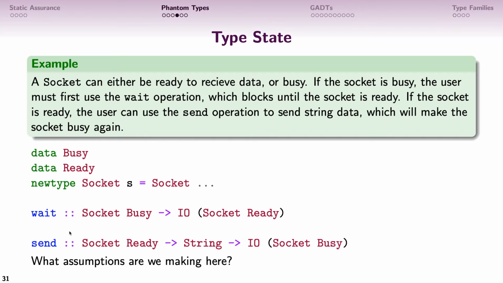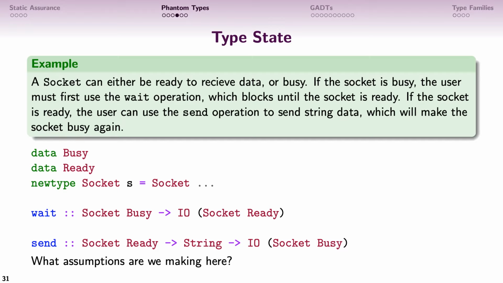And then if we send on the ready socket some string, presumably our data that we're sending, then we'll get back a busy socket. And in order to use that busy socket, we have to wait on it again, right? So this is enforcing that kind of wait, send ordering. But this is making one very key assumption that isn't necessarily guaranteed by Haskell's type system.